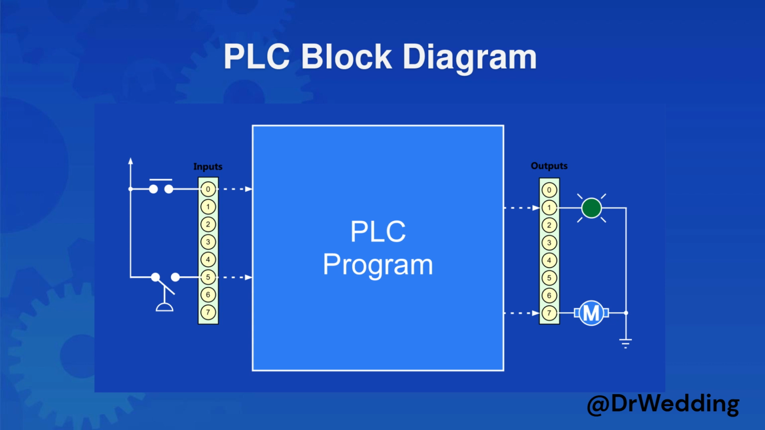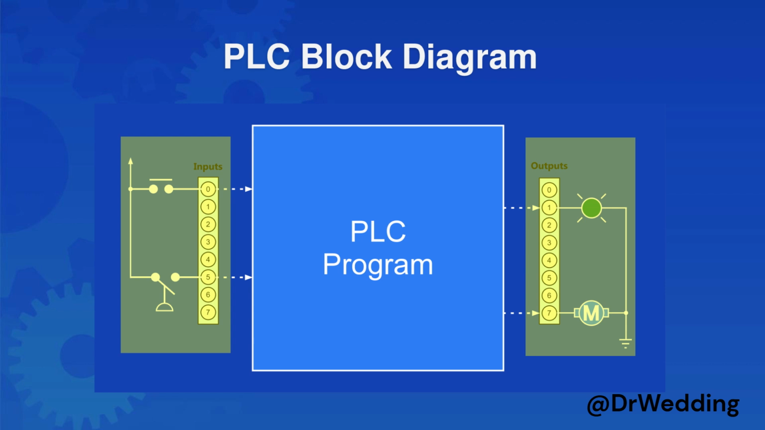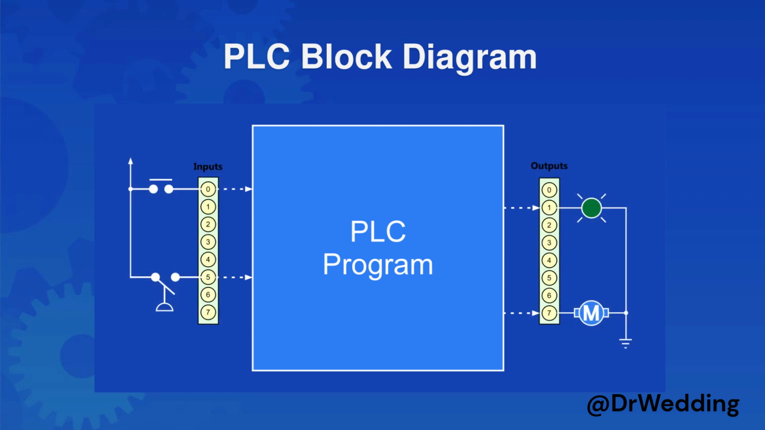It is very important to understand that the inputs are not directly connected to the outputs. The PLC program will monitor the state of the inputs and then decide if an output should be turned on or off. Because the inputs and outputs are not directly connected to each other, you can have a 480-volt, three-phase motor turned on and off with a low-voltage momentary switch.